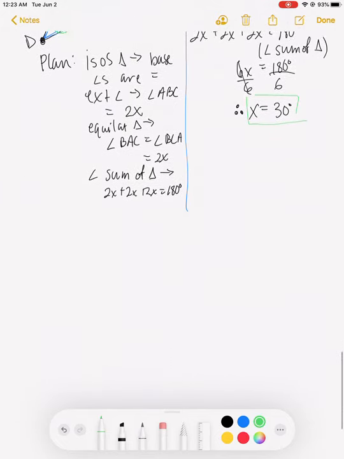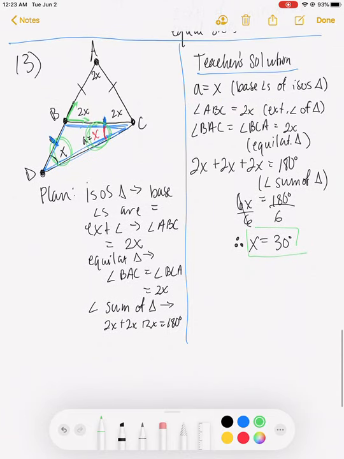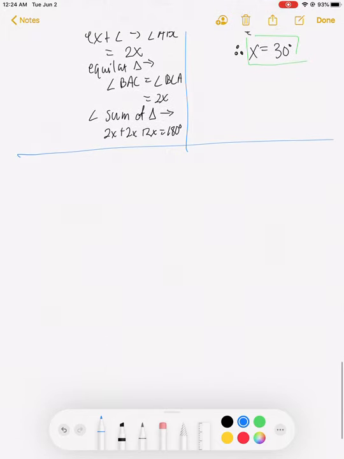So that was number 13. You guys can pause the video there and look at that if you need. Okay, number 14. Number 14 has another proof where we have a few triangles. Okay, so we're going to draw that one on here.